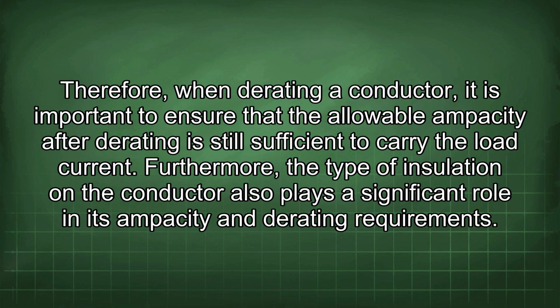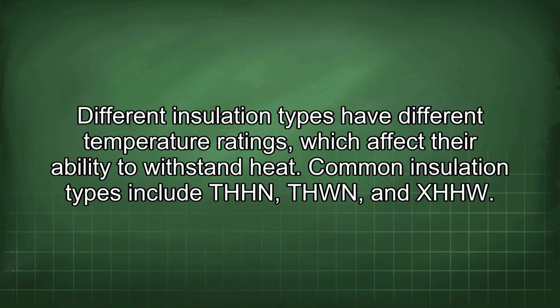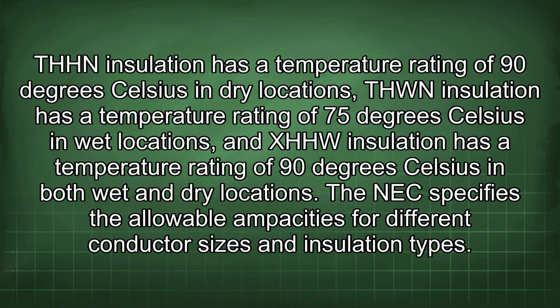Furthermore, the type of insulation on the conductor also plays a significant role in its ampacity and derating requirements. Different insulation types have different temperature ratings, which affect their ability to withstand heat. Common insulation types include THHN, THWN, and XHHW. THHN insulation has a temperature rating of 90 degrees Celsius in dry locations. THWN insulation has a temperature rating of 75 degrees Celsius in wet locations, and XHHW insulation has a temperature rating of 90 degrees Celsius in both wet and dry locations.